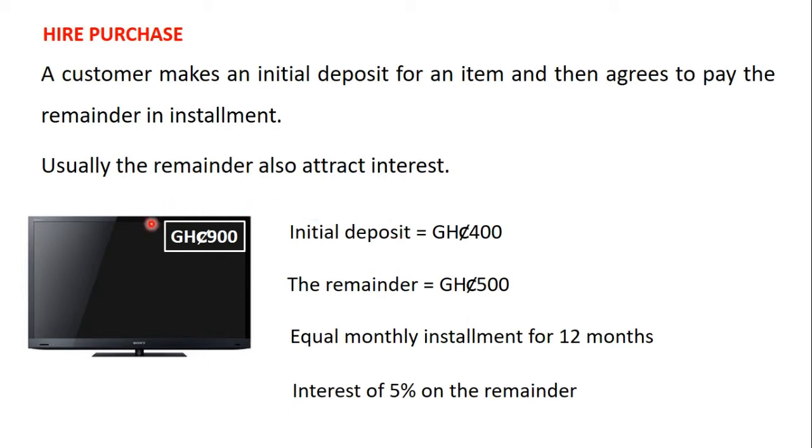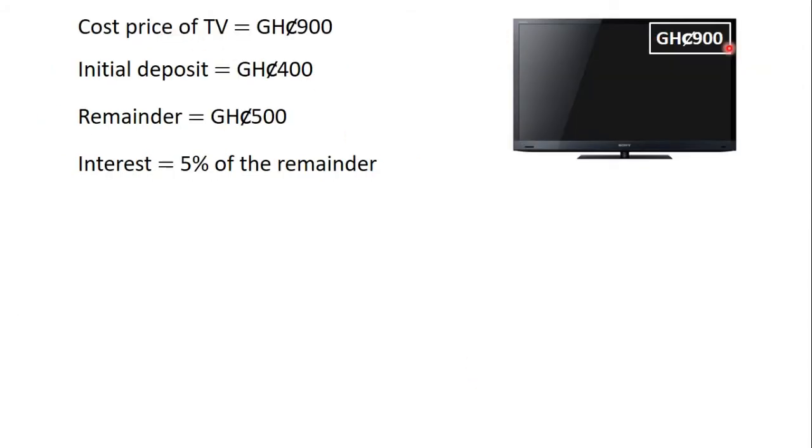So because Kofi did not pay the 900 Ghana cedis in full, but he bought the television on hire purchase, the shop charged an interest of 5% on the remainder. Let's find out how much Kofi will pay at the end of each month and the total amount of money he will pay for the television. So we have seen that the actual cost price of the television is 900 Ghana cedis. Kofi made an initial deposit of 400 Ghana cedis. The remainder was 500 Ghana cedis, and the interest is equal to 5% of the remainder.